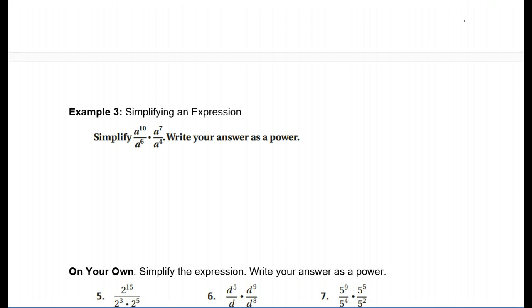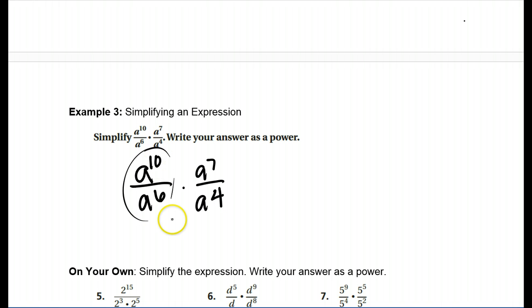Example 3, I need to simplify this expression. I'm going to rewrite it again so I don't confuse myself. So I have a to the 10th over a to the 6th times a to the 7th over a to the 4th. So I'm going to start with this.